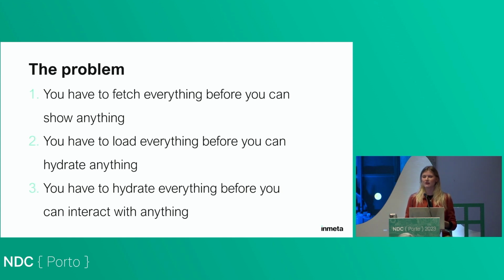First, you have to fetch everything before you can load anything. All the HTML with the data fetched must be processed on the server before it can be sent to the client. Secondly, you have to load everything before you can hydrate anything. That's because React needs to match the tree in the browser with the one from the server. Third, you have to hydrate everything before you can interact with everything. React starts the hydration, and then it doesn't stop until it's done.